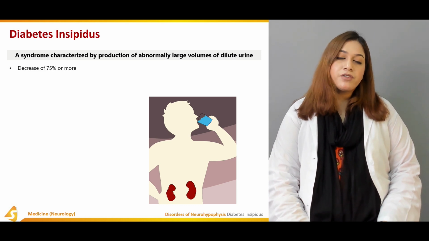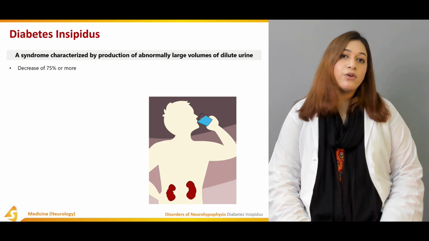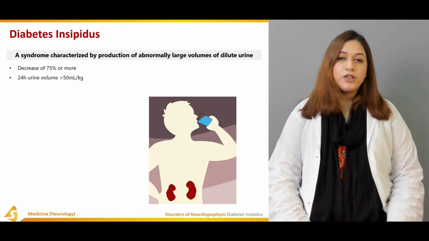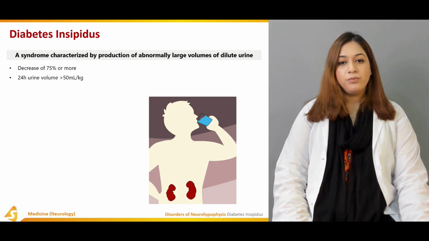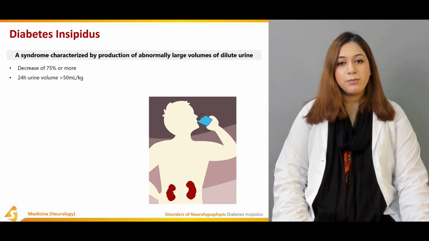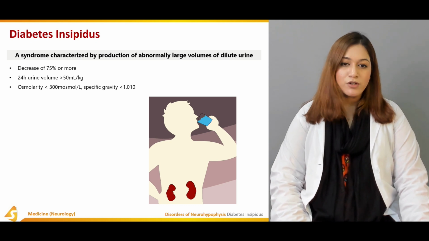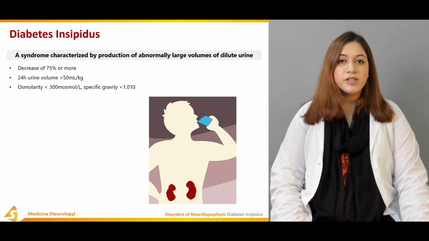It is due to a decrease in the production or action of AVP, around 75% or more. The 24-hour urine volume increases to more than 50 ml per kg, whereas the osmolarity decreases to less than 300 milliosmoles per liter, and the specific gravity is less than 1.010.